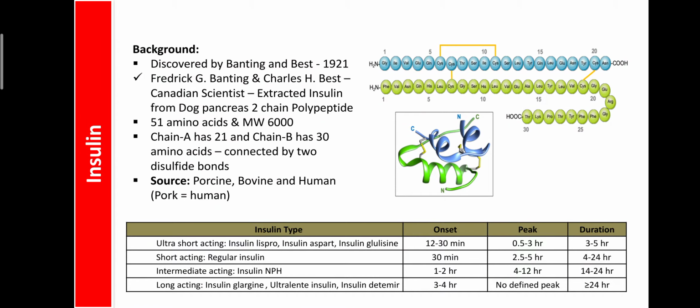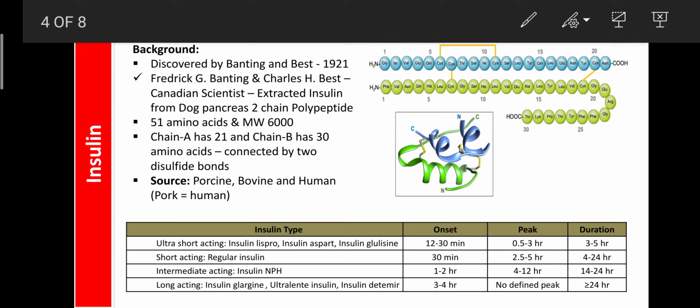Dear students, in the last class we already discussed the anatomy and physiology of the pancreatic glands, then the various types of cells and hormones secreted from the pancreatic glands, and today we learn about the pharmacology of insulin. So dear students, insulin was discovered by two scientists, Banting and Best, in the year 1921.